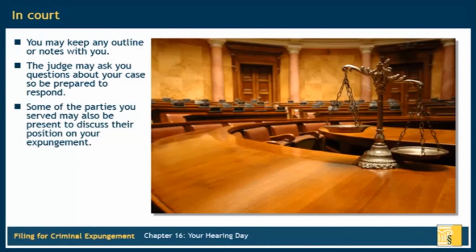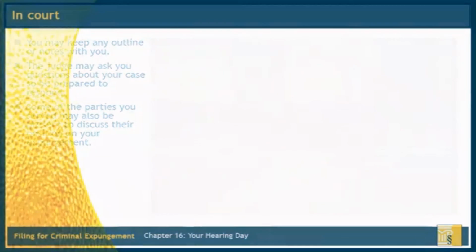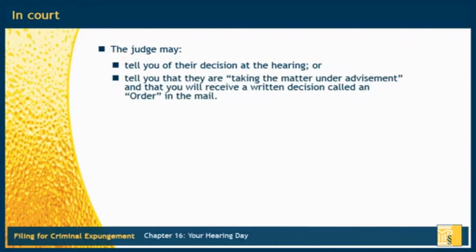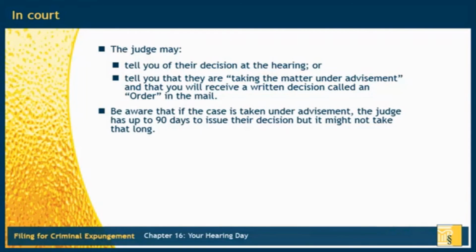Some of the parties that you served may also appear at your hearing. The judge may allow those parties to discuss their position on your expungement. Be prepared to listen to this at the hearing. The judge may tell you of their decision at the hearing, or, more likely, the judge may tell you that they are taking the matter under advisement, and that you will receive a written decision called an order in the mail. Taking the matter under advisement means that the judge is going to review the information and take some time to think about the case and then put their decision in writing. Be aware that if the case is taken under advisement, the judge has up to 90 days to issue their decision, but it may not take that long.